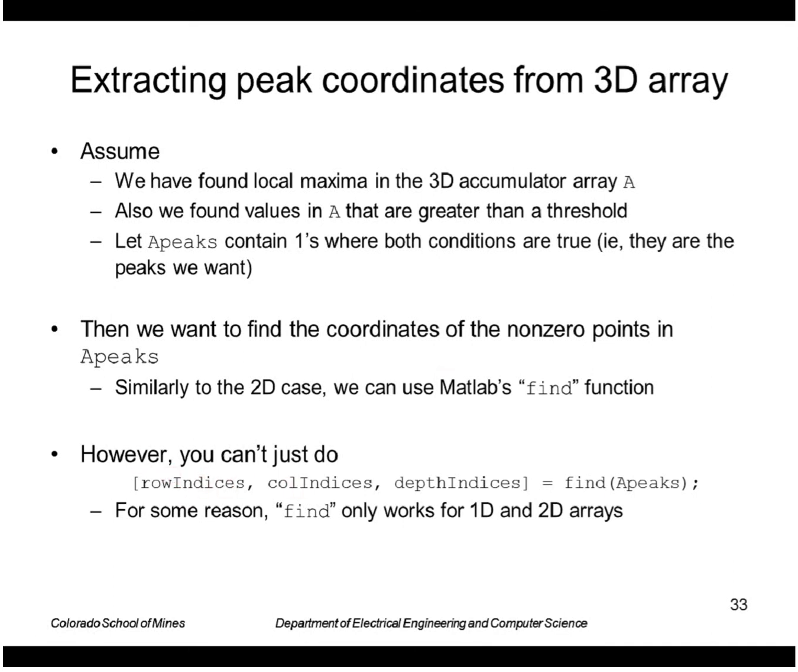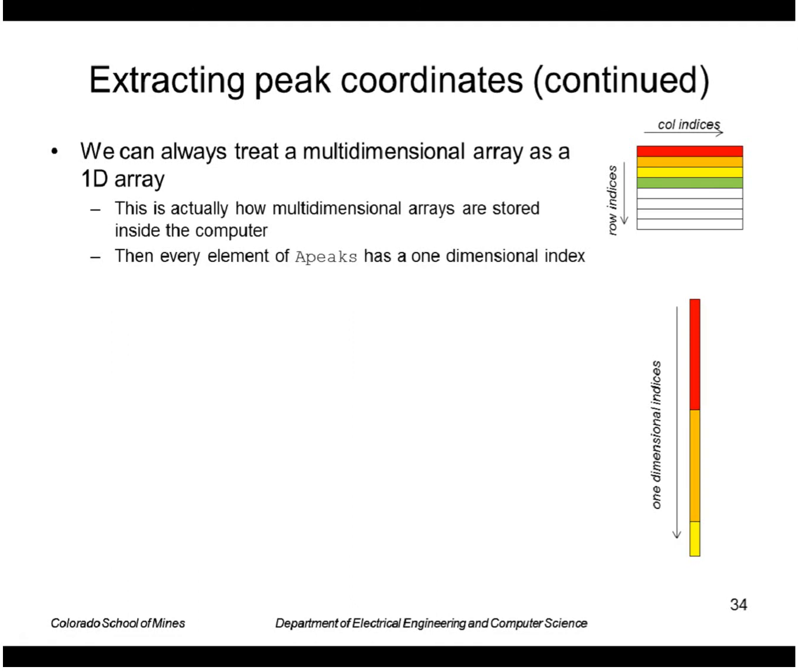In this case, there's three sets: row, column, and the depth coordinate. For some reason, they implemented this only to find coordinates of two-dimensional and one-dimensional arrays. However, we can still do it because we can always treat a multi-dimensional array as a one-dimensional array. And this is actually how they're stored in a computer.